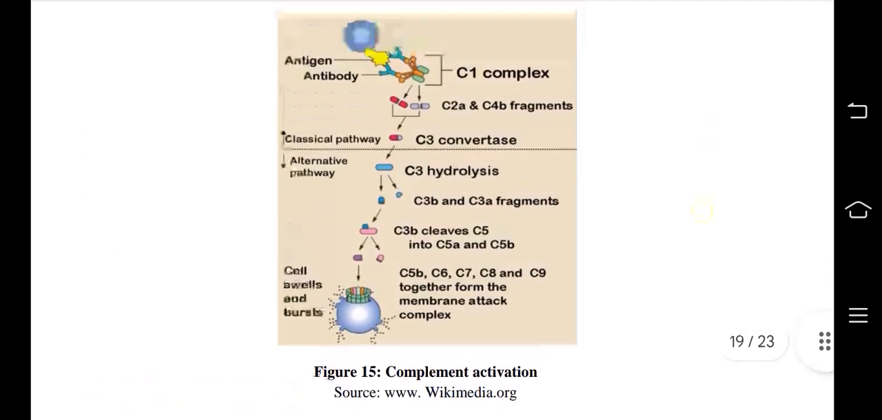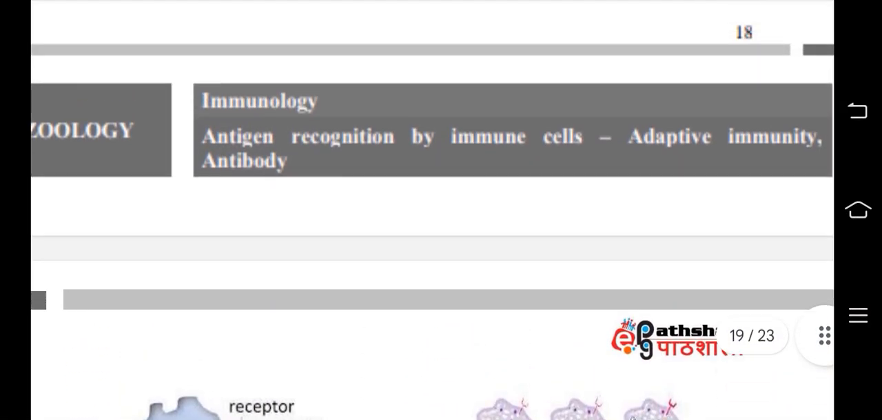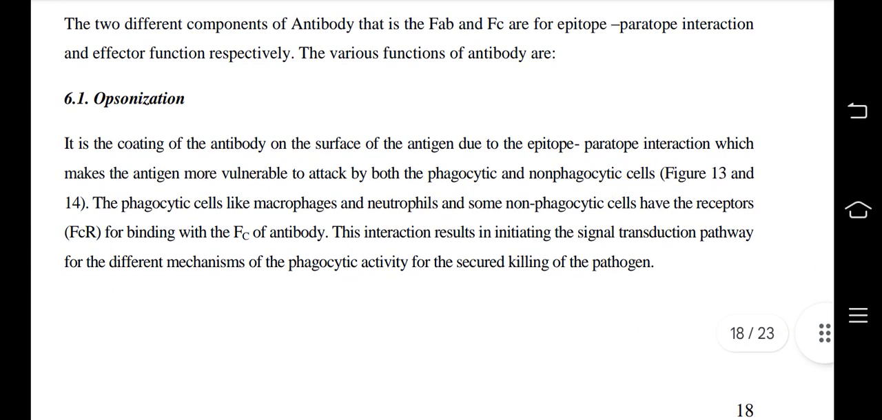Then complement activation. Wait a minute, what is opsonization? It is the coating of antibody on the surface of antigen due to epitope-paratope interaction, which makes the antigen more vulnerable to attack by phagocytic and non-phagocytic cells. Macrophages and neutrophils have receptors for binding with the Fc of antibody, initiating the signal transduction pathway for phagocytic activity and killing of the pathogen.